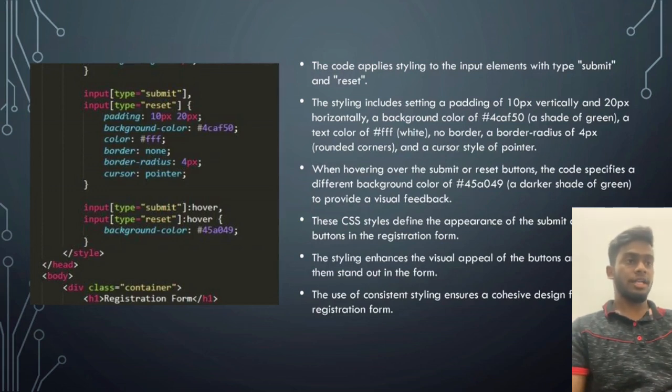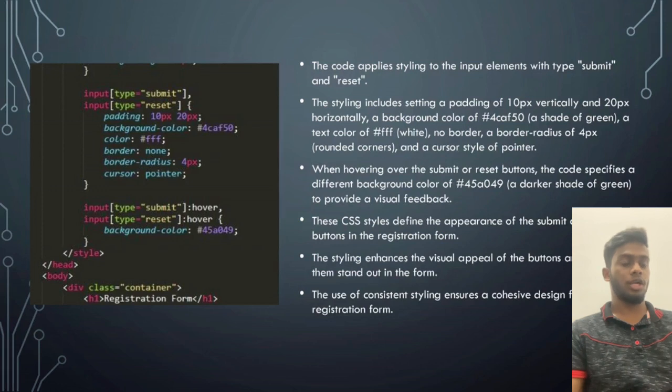The code applies styling to the input elements with type submit and reset. The styling includes setting a padding of 10 pixels vertically and 20 pixels horizontally, a background color of #4CAF50, a shade of green, a text color of #FFF white, no border, a border radius of 4 pixels, rounded corners, and a cursor style of pointer. When hovering over the submit or reset buttons, the code specifies a different background color of #45A049, which is a darker shade of green, to provide visual feedback.